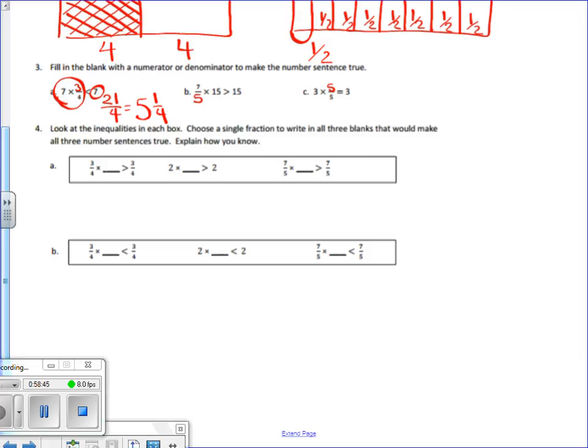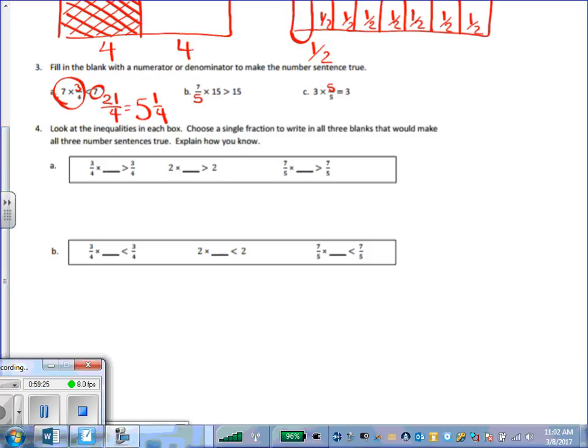So we've got 3/4 times something. How can you make this product greater than 3/4? 2 times something. How can you make that product greater than 2? 7/5 times something. How can you make that product greater than 7/5? And then on B, 3/4 times something. How can you make that less than 3/4? With what you know, look up here on 3 if you can't remember what you're supposed to do. B, a fraction that would go here.